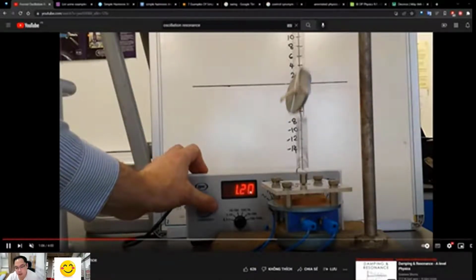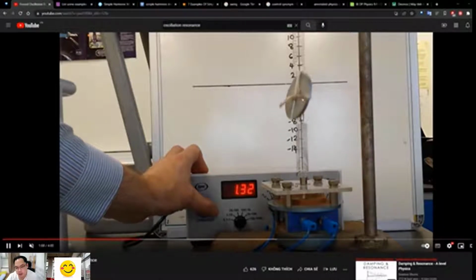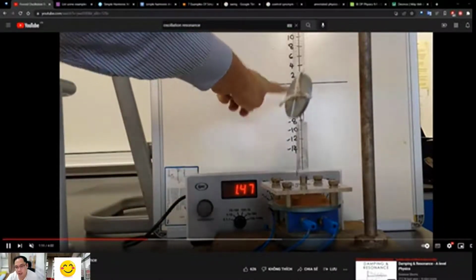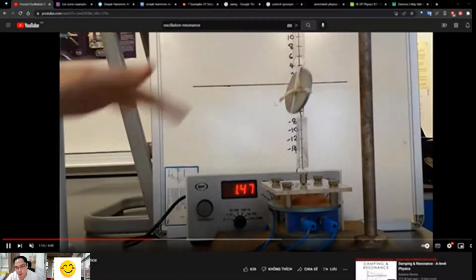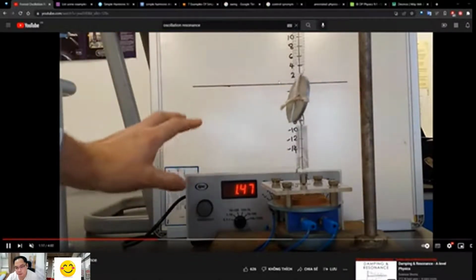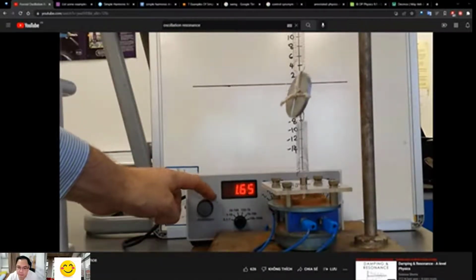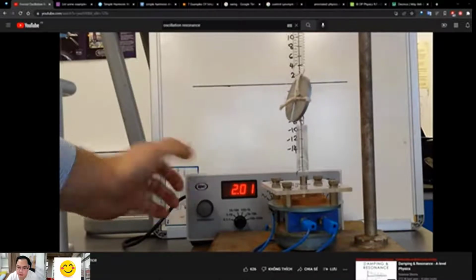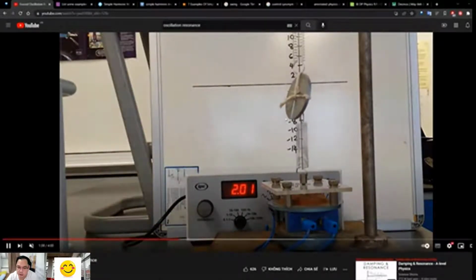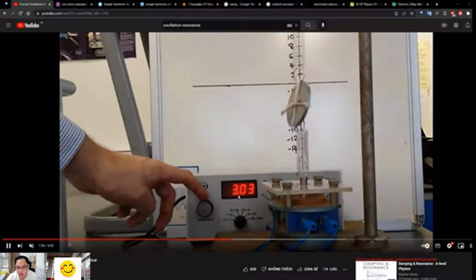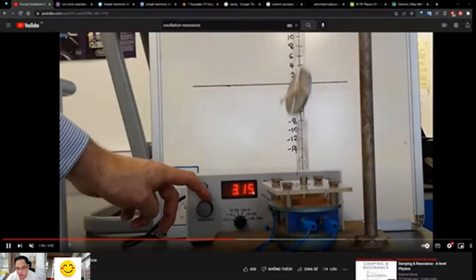Slowly changing the frequency. See the oscillation. This indicates the amplitude. The drawing on the board. Keep increasing the frequency. Come on. Still little oscillation. Keep changing it. Okay, here it is. Almost.